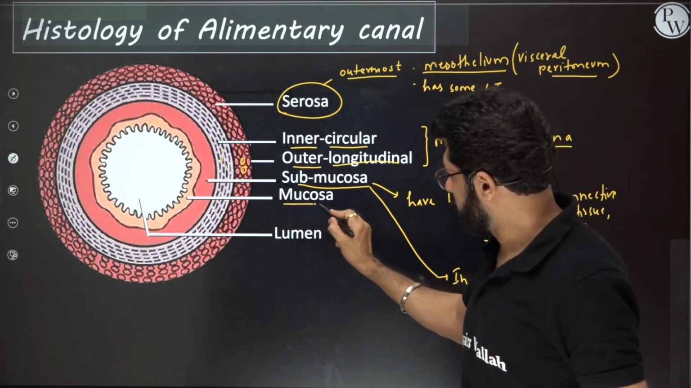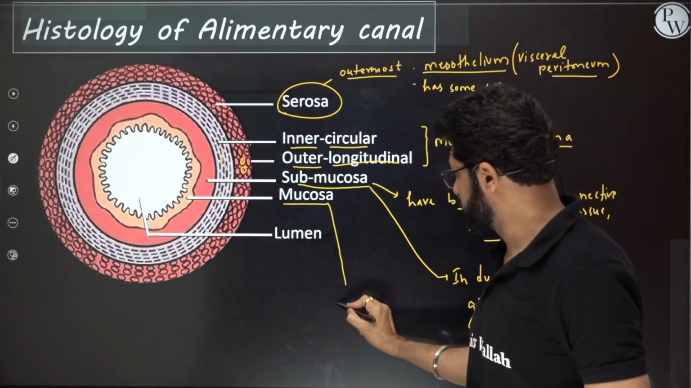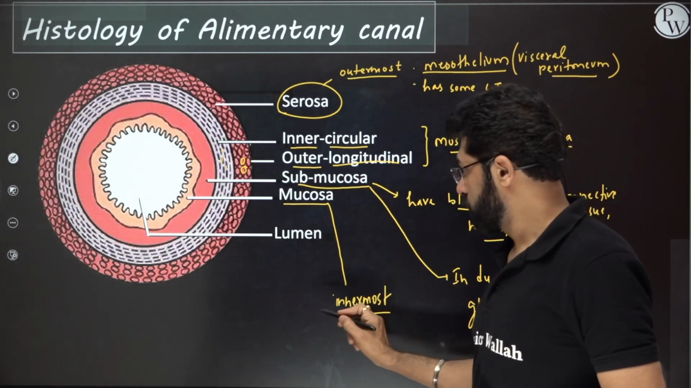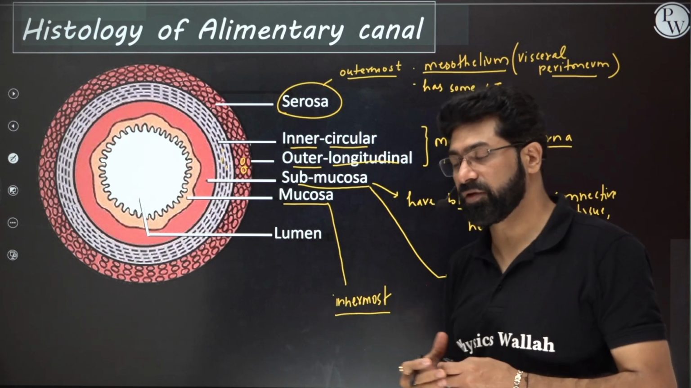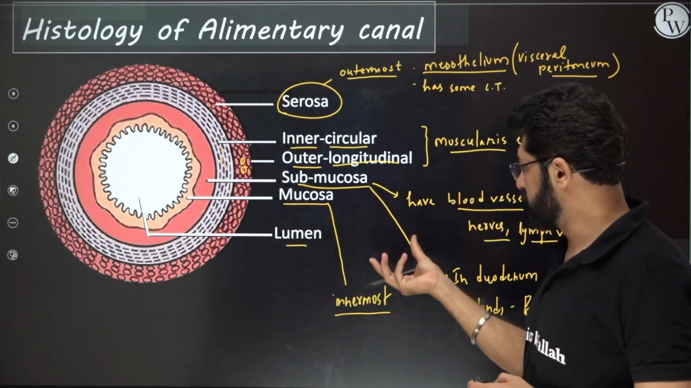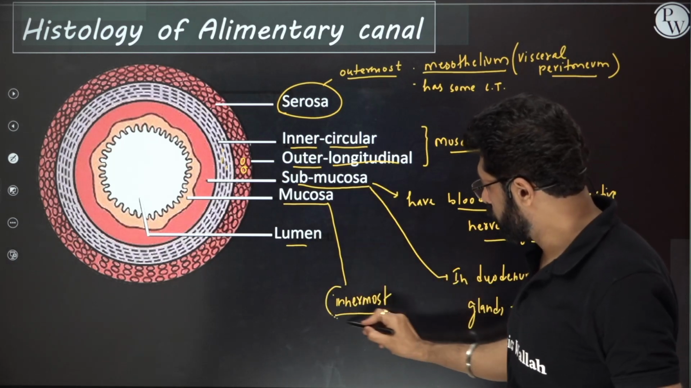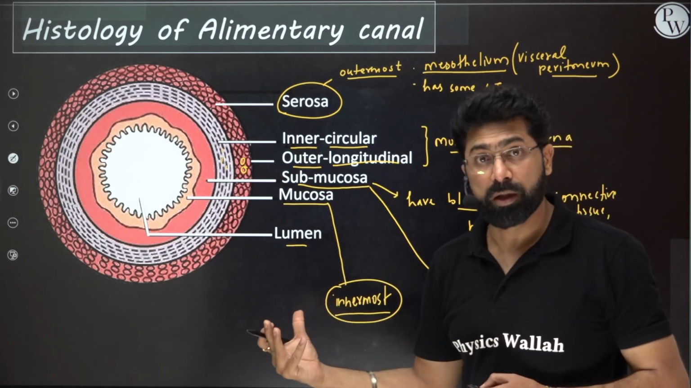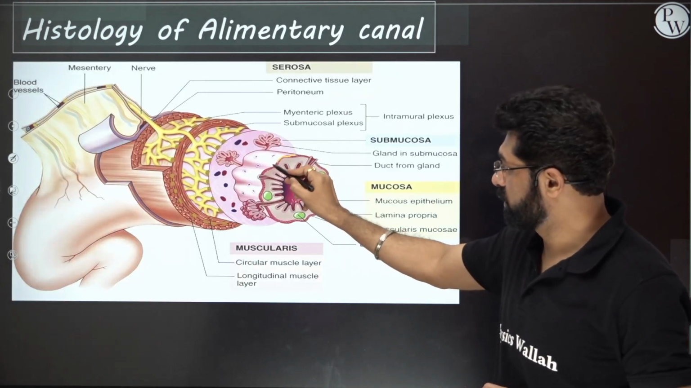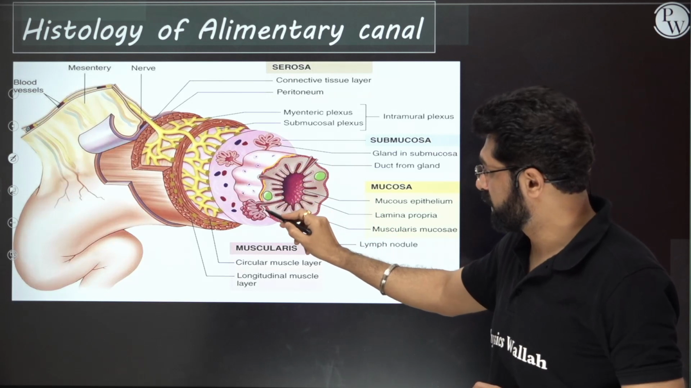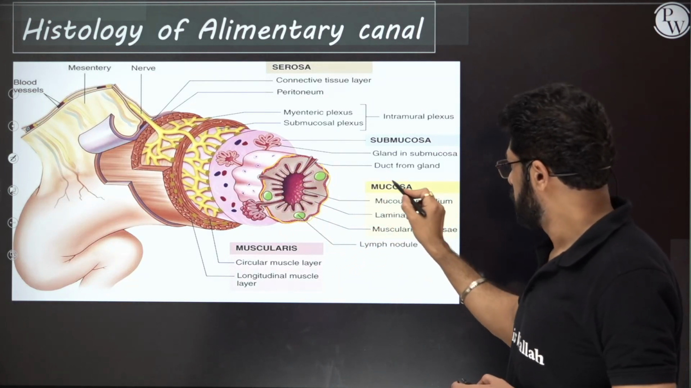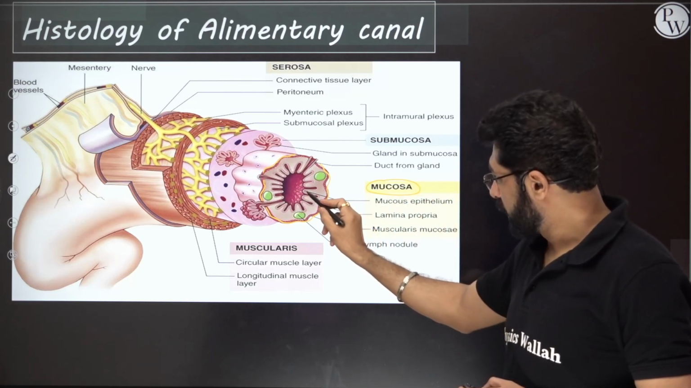This is the mucosa layer. Mucosa is the innermost layer. This also has some further divisions, which we'll talk about now. This is the inside lumen. So let us see what divisions are inside this mucosa. You can see some glands also in the mucosa. This is the mucosa layer, which has the epithelium layer.